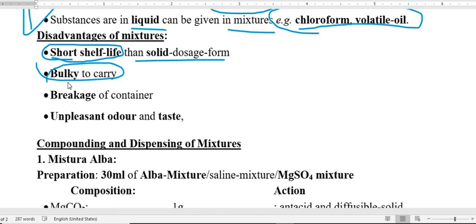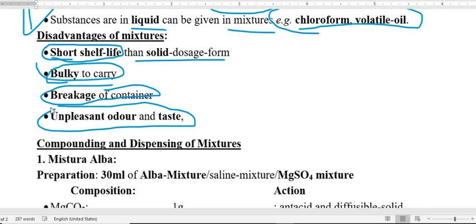If it is bulky and you keep it in a container like glass, the entire container may break. And the last point is that the odor and smell are usually unpleasant, and the taste is also unpleasant. Therefore, these are the disadvantages of mixture. Among all the disadvantages, the short life, bulkiness and breakage are important.